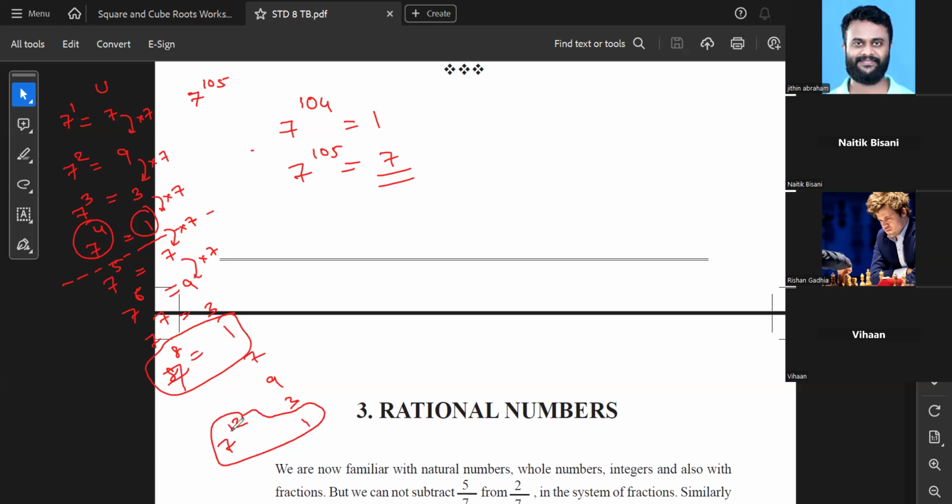So all the multiples of 4 will be having the last number in the cycle. In this case, since 104 is a multiple of 4, it will be having the last number of the cycle, which means 1. So in the next number it will be 7, then 7 raised to 106 you'll have 9, 7 raised to 107 you'll have 3, 7 raised to 108 you'll have 1 again.